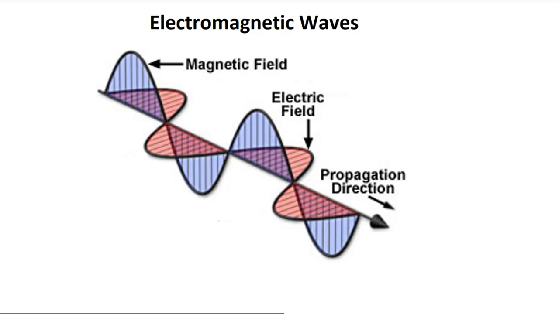Overall, a light wave is oscillating in both planes, both in the electric field and the magnetic field. This wave is still a transverse wave since this wave is, for example, moving to the right. Both the XY plane and the XZ plane are perpendicular to the direction of propagation.